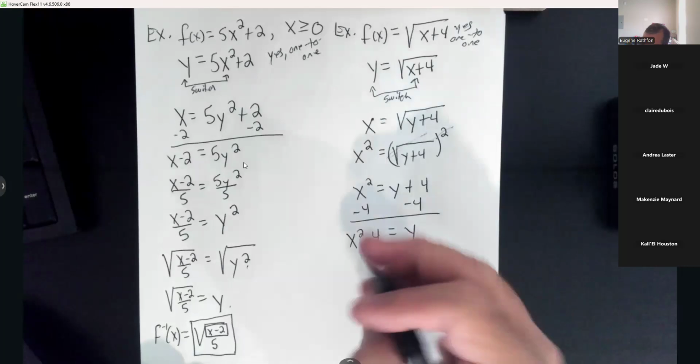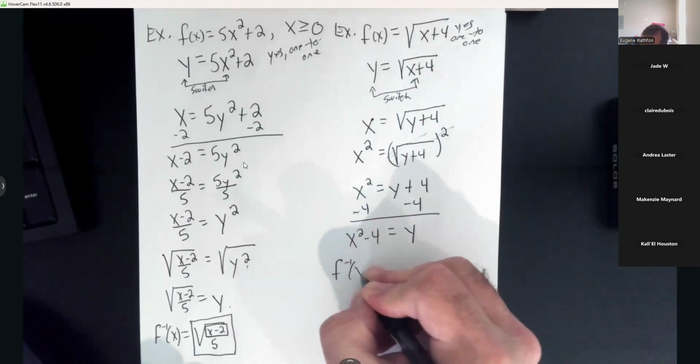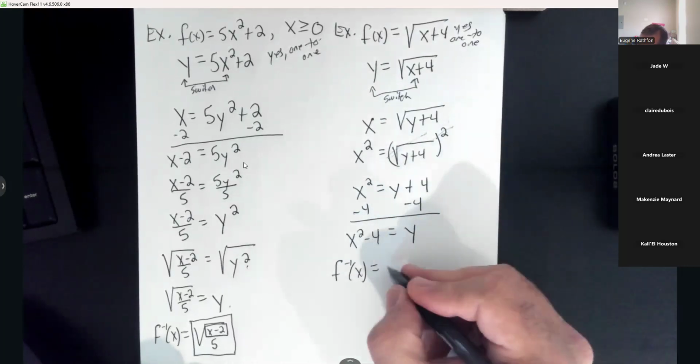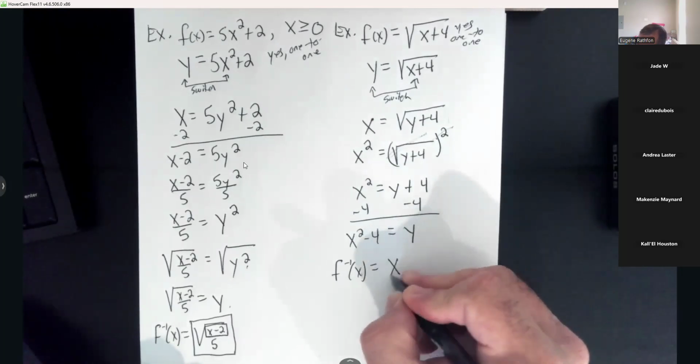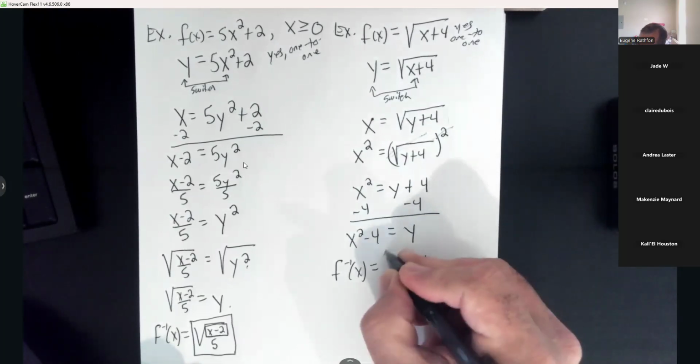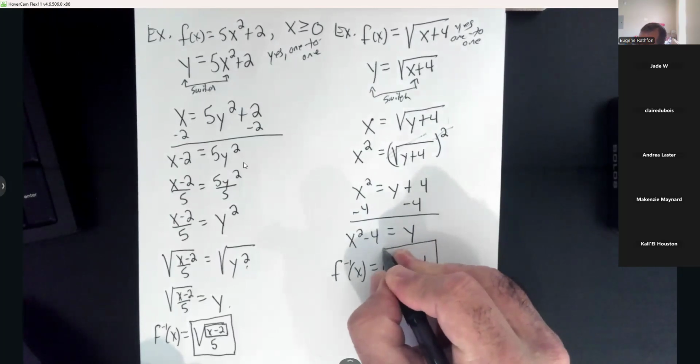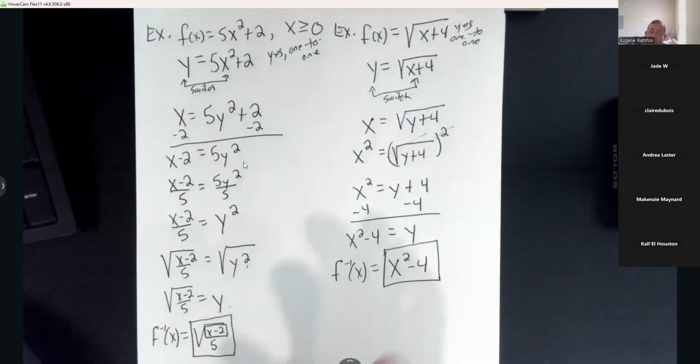And now switch y with f inverse of x. And I get f inverse of x equals x squared minus 4. So these aren't bad once you get used to seeing what operations undo other operations, okay? All right, y'all, so that was 9-2. So now let me do the support.